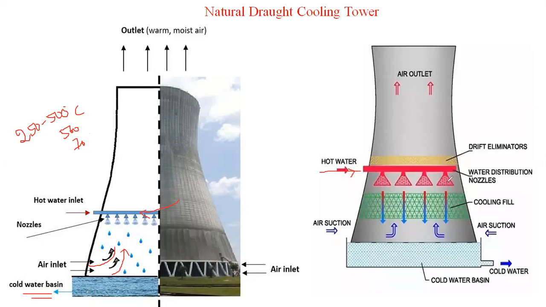This is nothing but the water inlet. The water is spread through the nozzle, and the water is going through the lower louvers, and the air will be sucked in at the bottom. It will go upward. The temperature of the water is somewhat minimized. The cold water is collected in the bottom basin. Now the hot air is coming out at the outlet of the cooling tower.